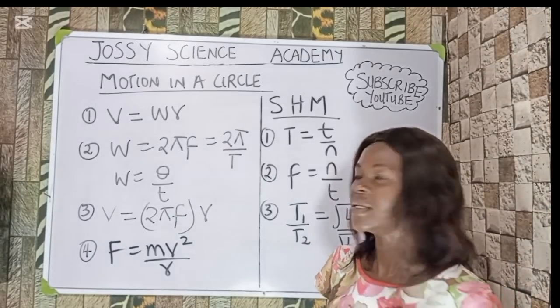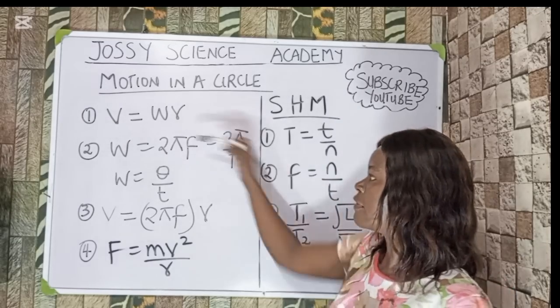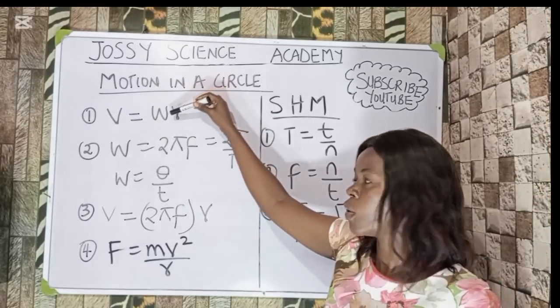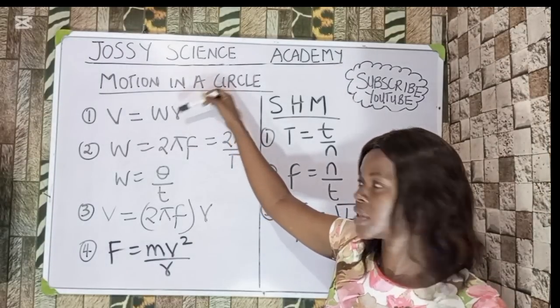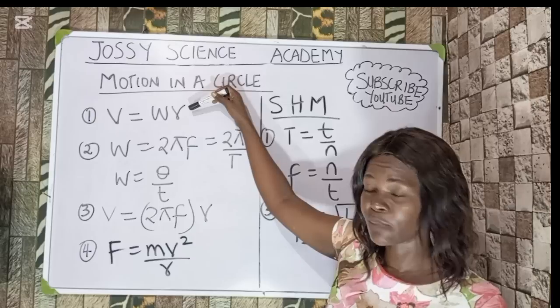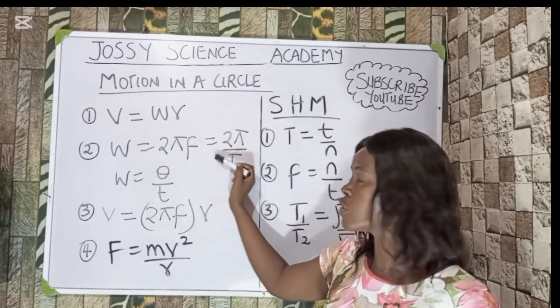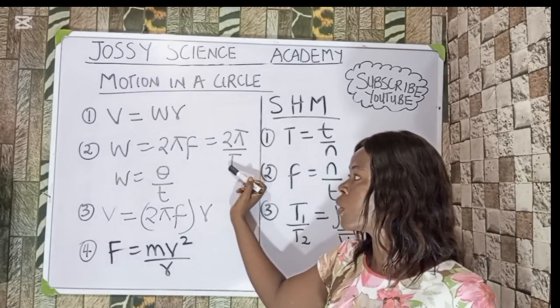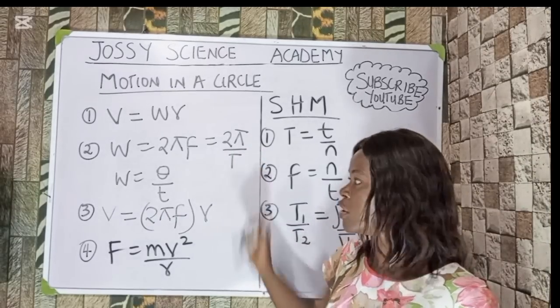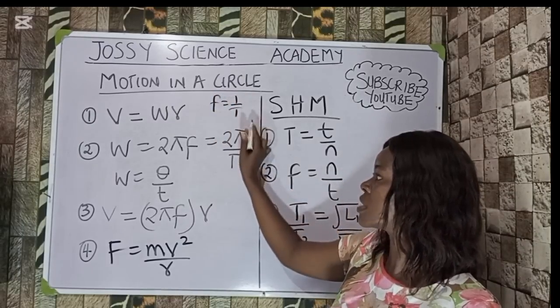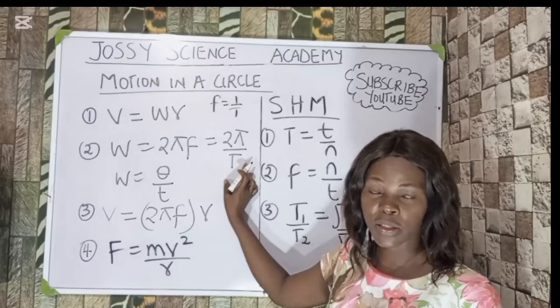You have these following equations to note under motion in a circle. Please pay attention. The first thing you're going to note is what? V equals omega r. V is final velocity. Omega is what? Angular speed or velocity. While r is radius or displacement. You must not forget. Then omega is equals to 2 pi f, which is also equals to 2 pi over what? Over T. Is that clear? Knowing that f is equals to 1 over what? T. When you put it here, the equation will turn this way.